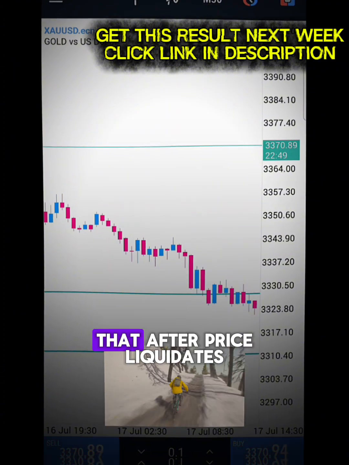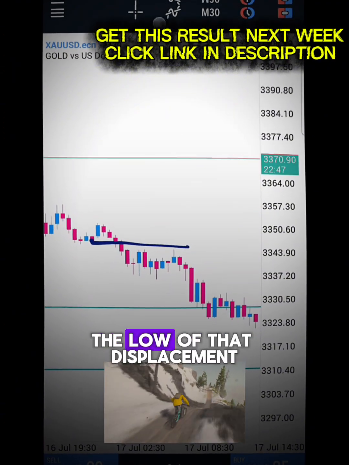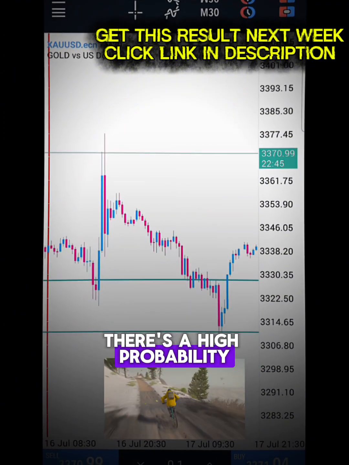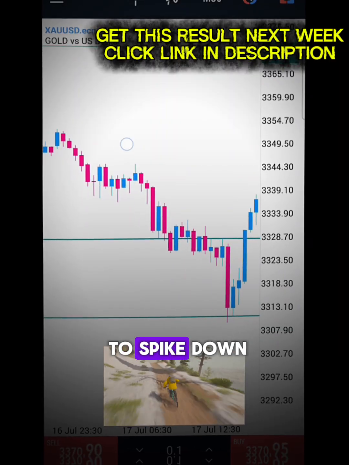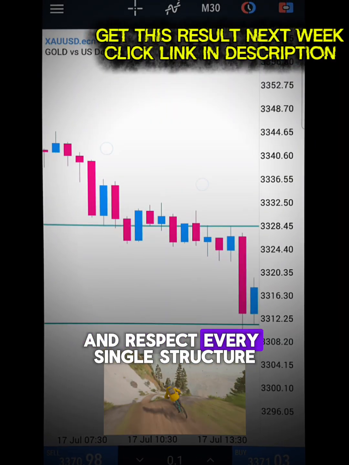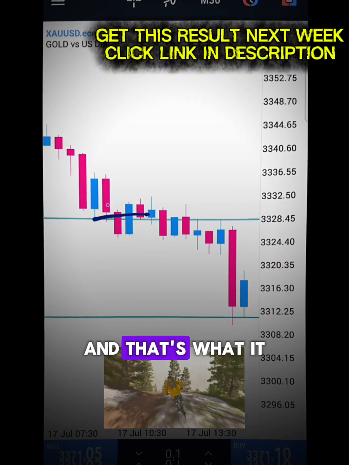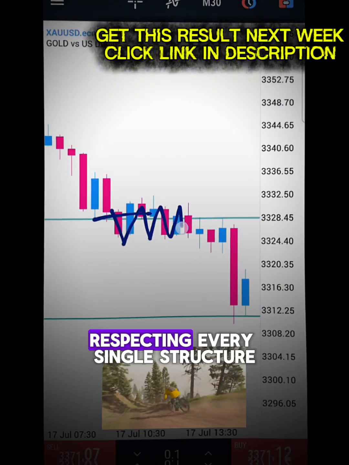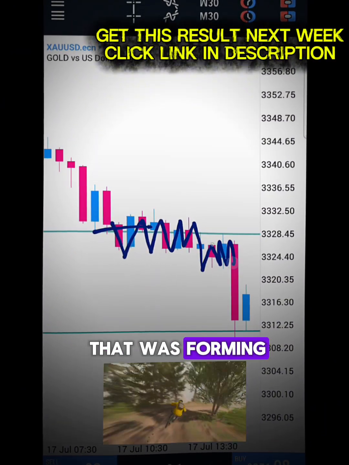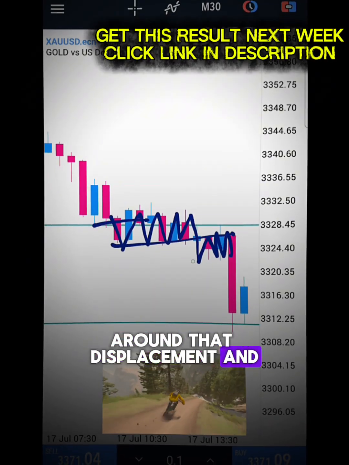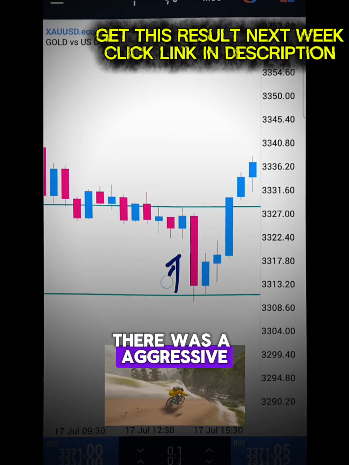That's to show you that after price liquidates the low of that displacement, there's a high probability that it is going to spike down and respect every single structure that is forming below the displacement, and that's what it did. You can see it was respecting every single structure that was forming around that displacement, and then what happened? There was the aggressive spike down there.